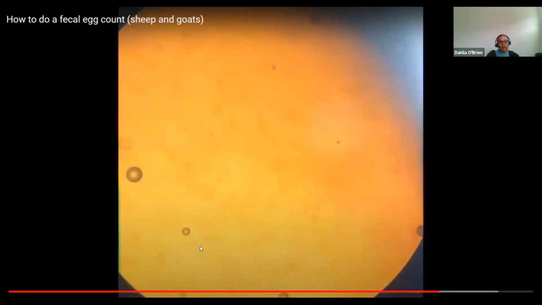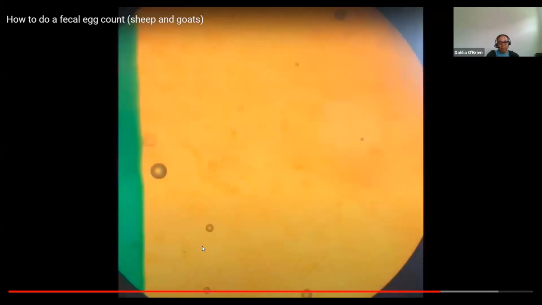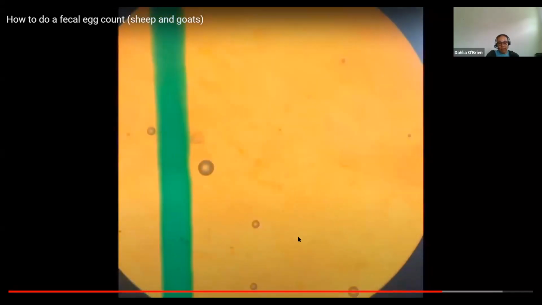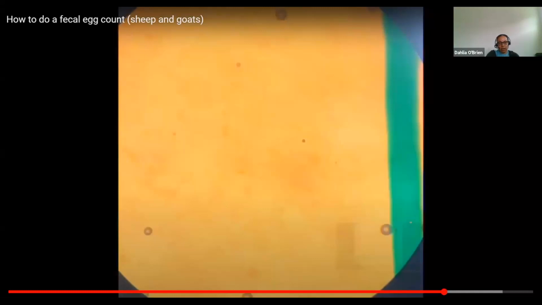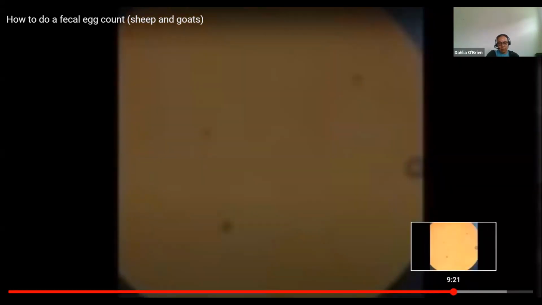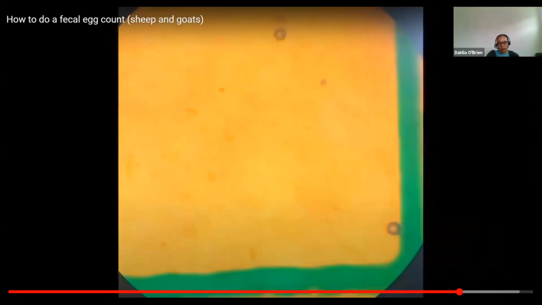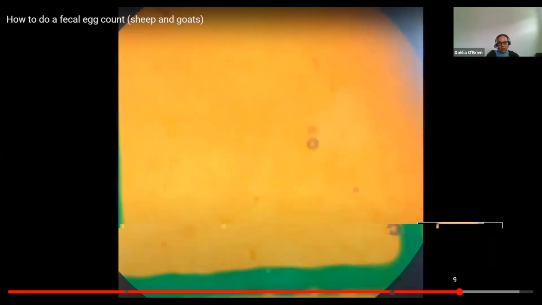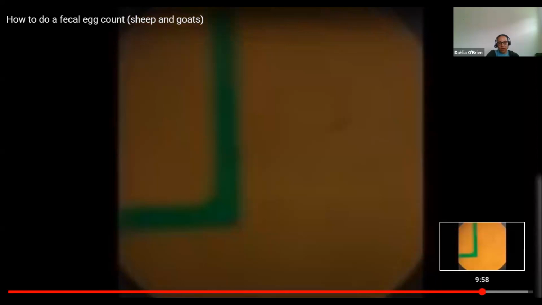And there's another tapeworm on the left corner again. Again, we count everything that's inside the grid and nothing that is outside the grid. So I would continue this slide until I've counted all the eggs that are present. All right, I'm going to move further along in this video.